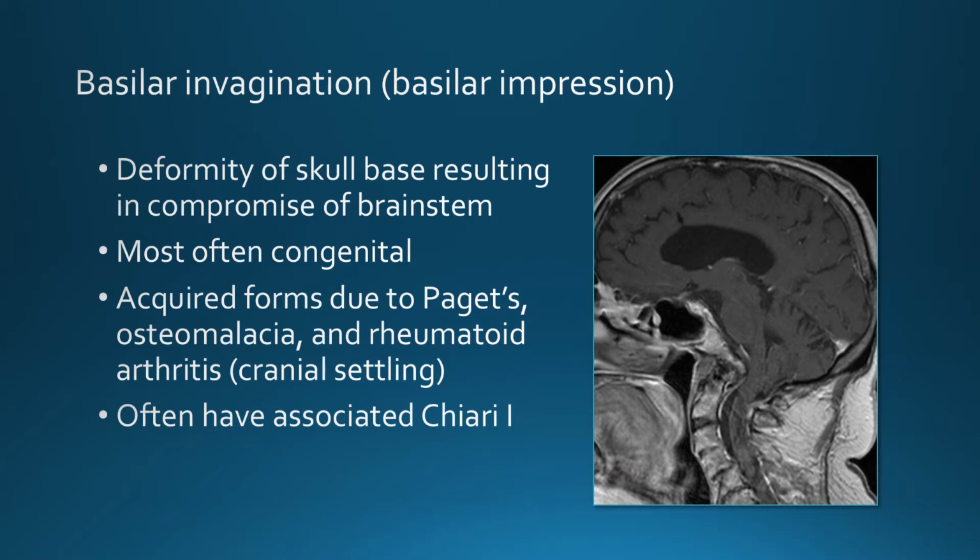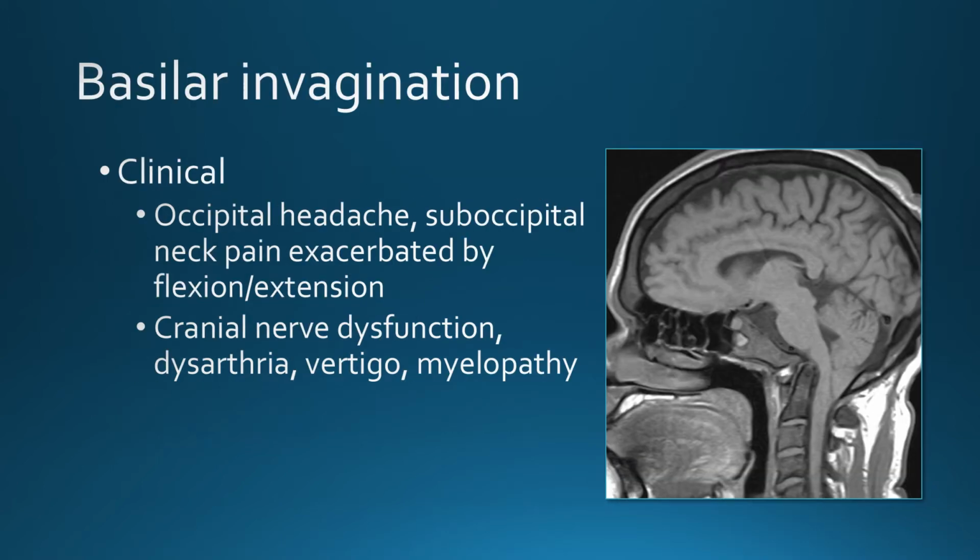So what it is, it's a deformity of the skull base that causes compromise of the brain stem. Most of the time it's congenital. The acquired forms are due to Paget's, osteomalacia, or rheumatoid arthritis. In the rheumatoid arthritis patients, some people use the term cranial settling. Basilar invagination is often associated with Chiari 1 malformation. Clinically, the patients have headache, occipital headache, neck pain. Flexion and extension of the neck often makes the symptoms worse. They may also have cranial nerve dysfunctions, dysarthria, vertigo, and myelopathy.